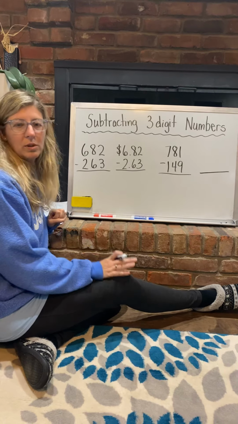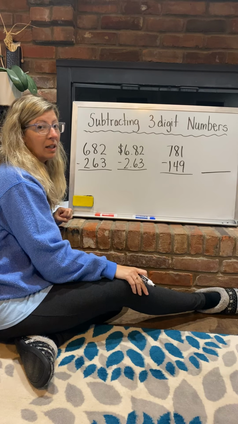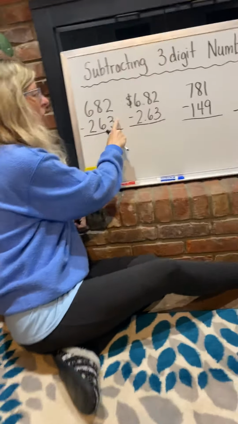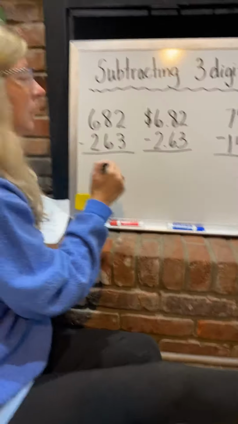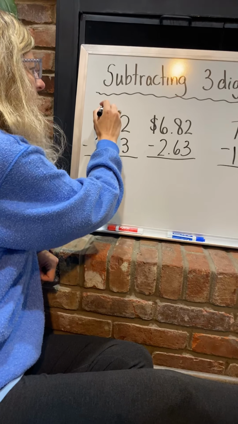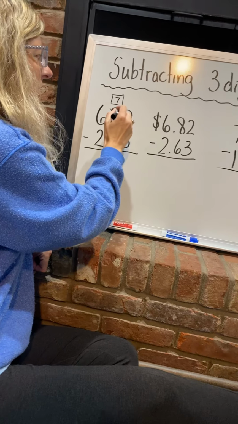So just like when we did 2-digit subtracting, we always start with the pennies or the ones place. So we're going to start with the ones place. Can you do 2 minus 3? No, you can't. So we're going to borrow or regroup from the neighbor. Cross off the 8. Make that a 7. Put those 10s over here.